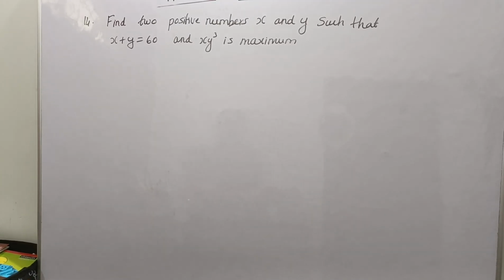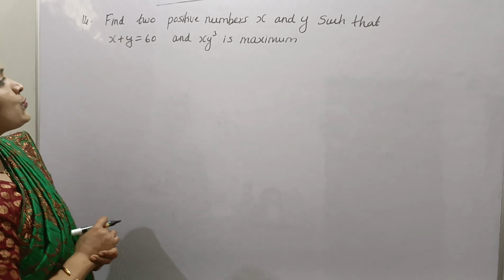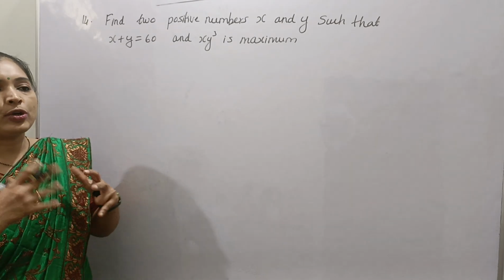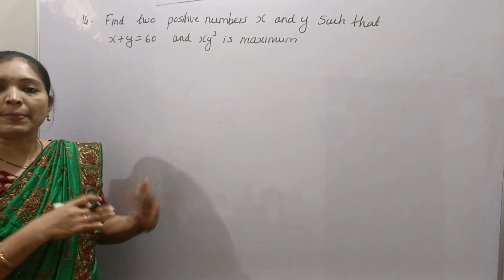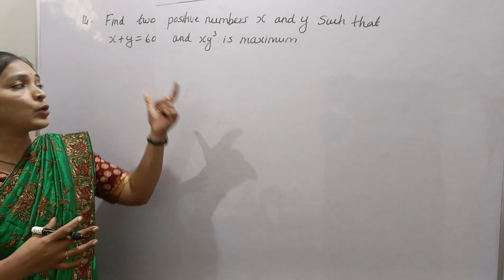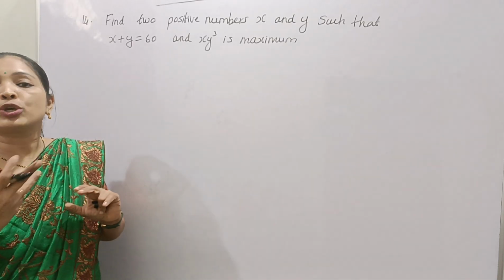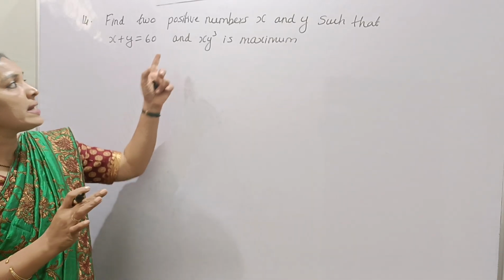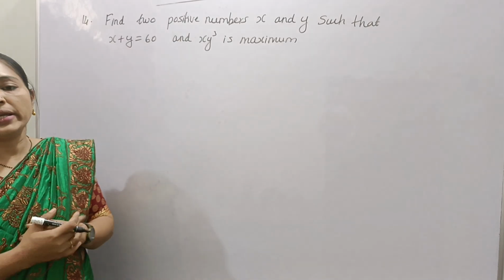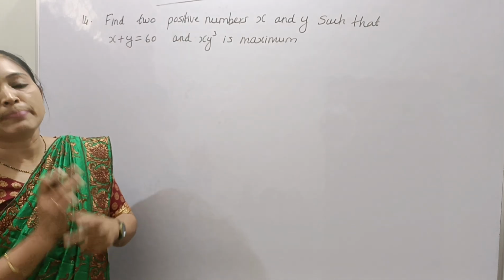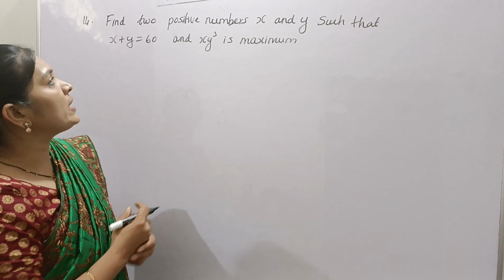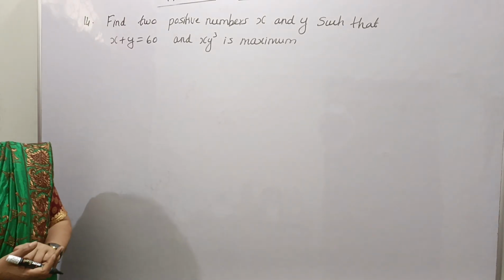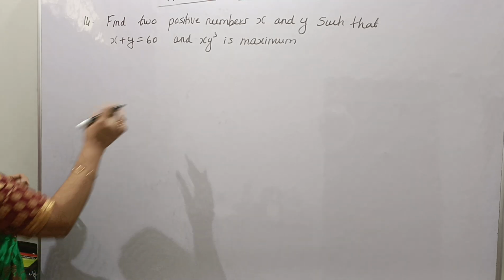Find two positive numbers x and y such that x plus y is equal to 60 and x into y cube is maximum. Here also we have to find two numbers whose sum is 60 and the product of one number and the cube of the other number is as large as possible. That means x into y cube is maximum, and their sum is 60.